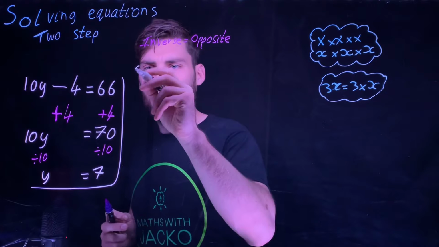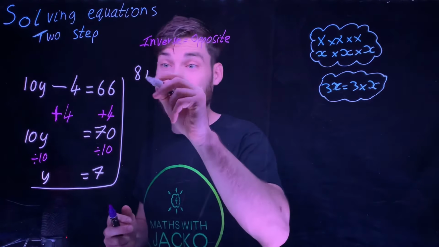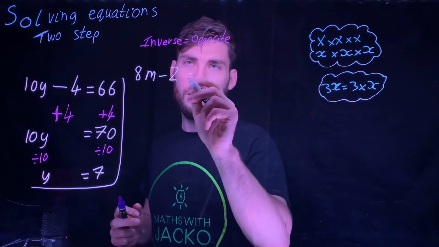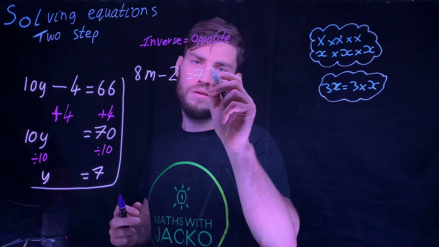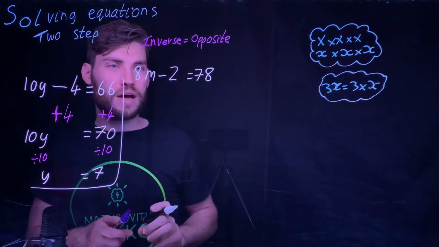Why not? Let's go. Let's roll a different word. Yeah, different word, different letter. 8m minus 2 equals 78, we'll go for. Okay, pause the video. Have a go at that one.